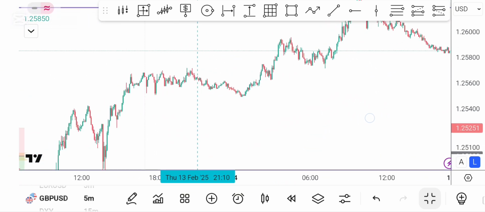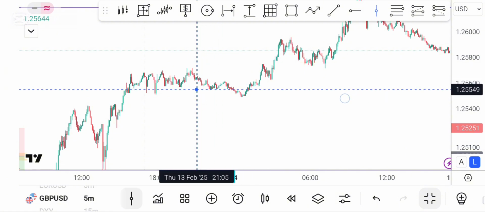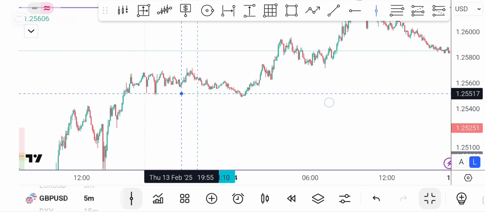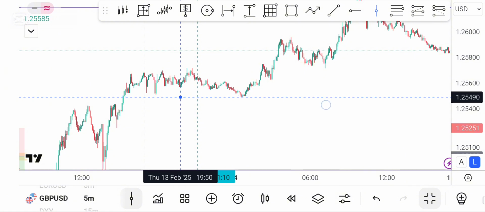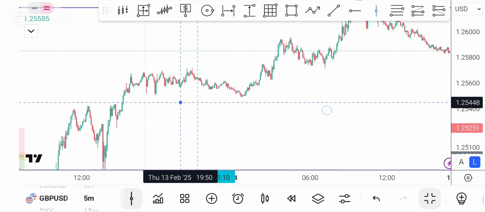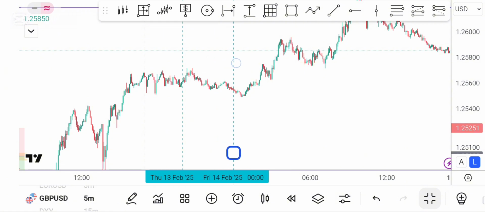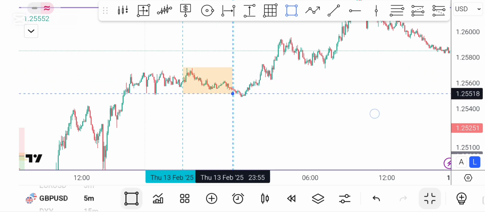Now same thing, we are going to pay attention to 8 p.m., which is actually here. Yeah, sometimes it becomes very stressful to do this manually, but you have to do it anyways. That's 8 p.m. and then we are going to pay attention to midnight also, which is here. That's midnight. Then we are going to mark the high and the low. It's actually very simple.